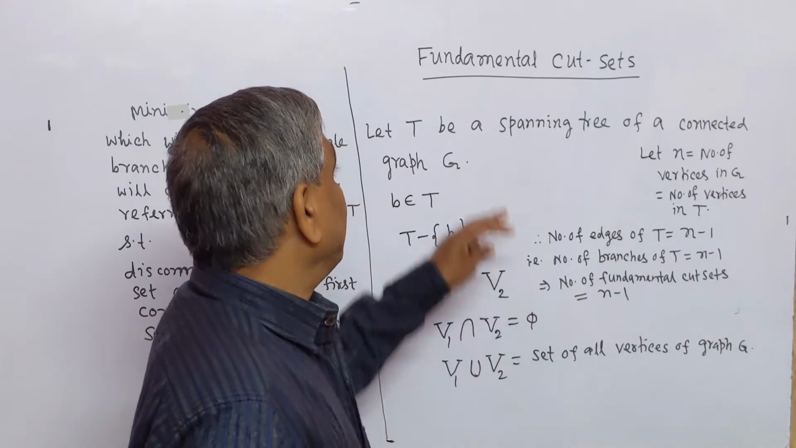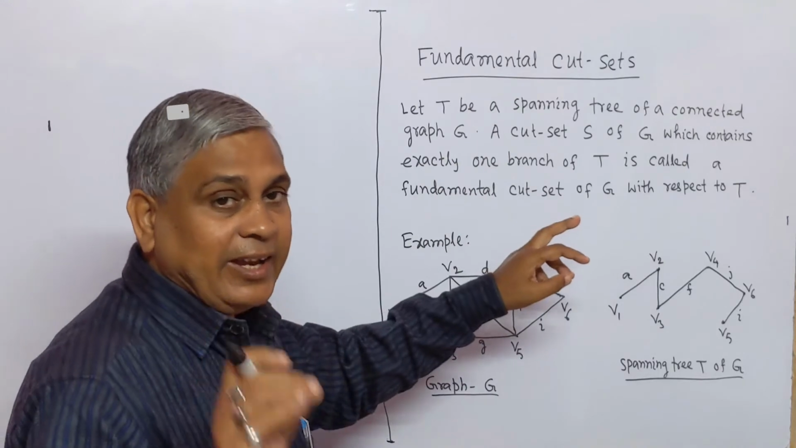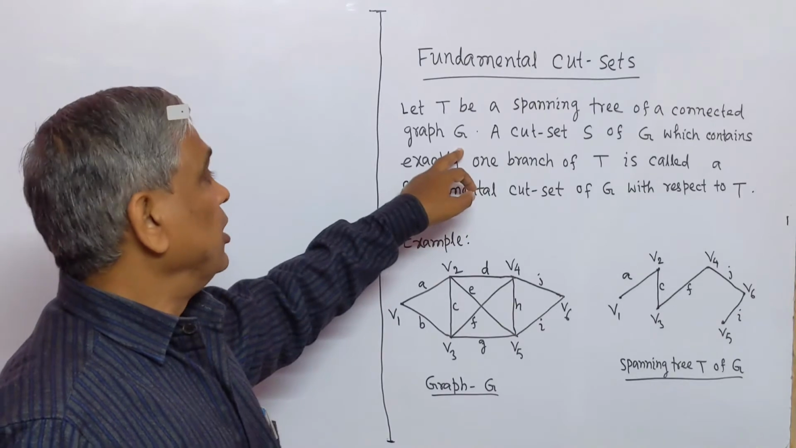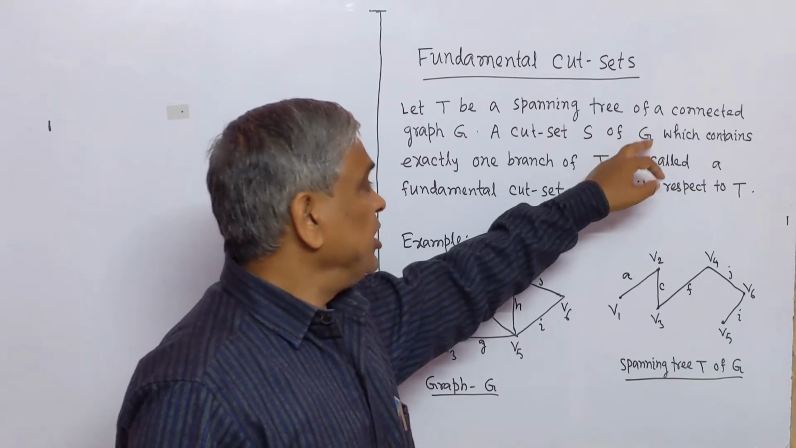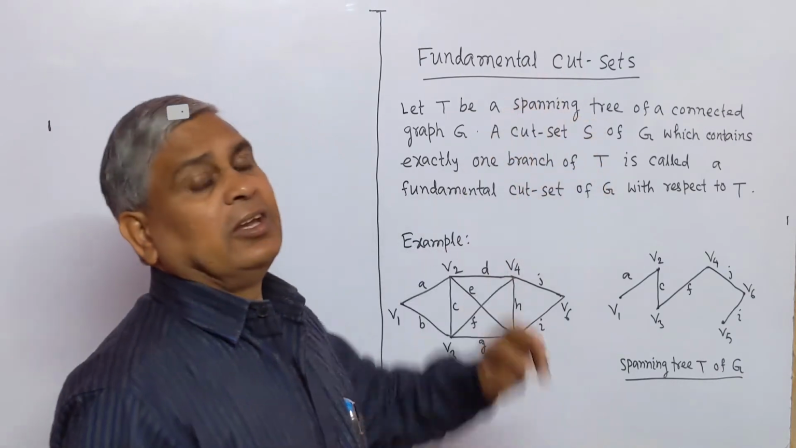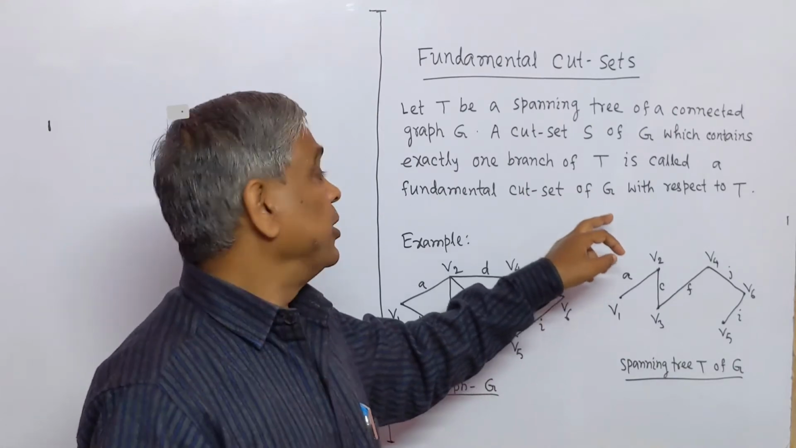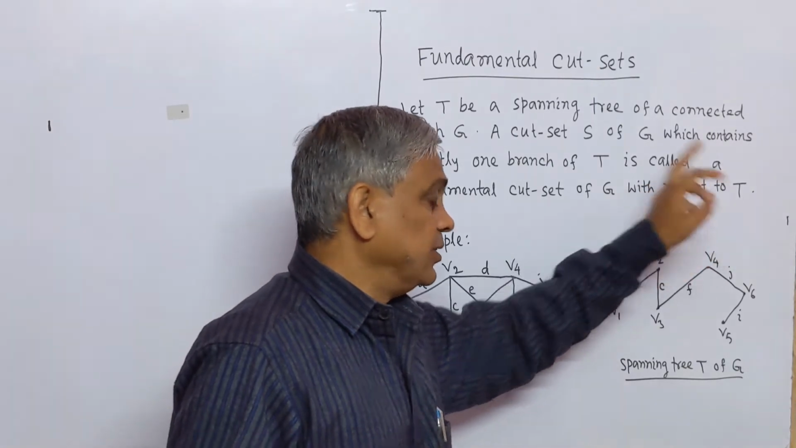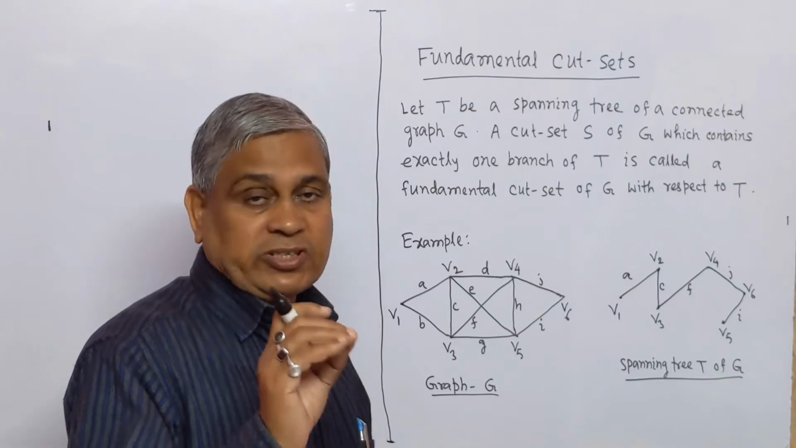Now we define the fundamental cut sets. Let T be a spanning tree of a connected graph G. A cut set S of G which contains exactly one branch of T is called a fundamental cut set of connected graph G with respect to spanning tree T. By an example, we will clear our concept.